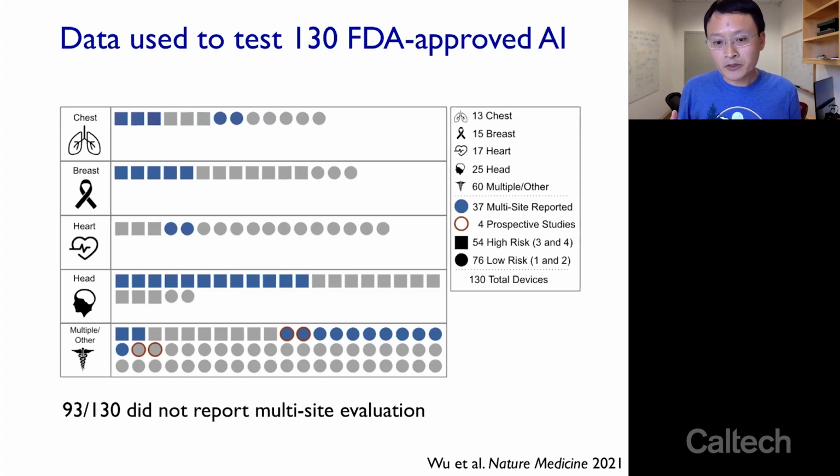And as machine learning researchers, this should really raise a red flag, because we know well that a model's performance can be highly variable across different sites. And as we saw from the dermatology case, the performance can vary by 30, 40% across different locations. So the lack of multi-site evaluation, we think, can really mask important vulnerabilities and potential weaknesses of these models.